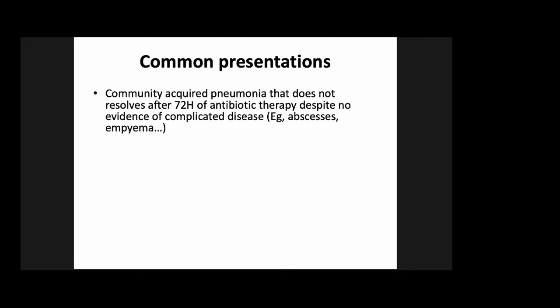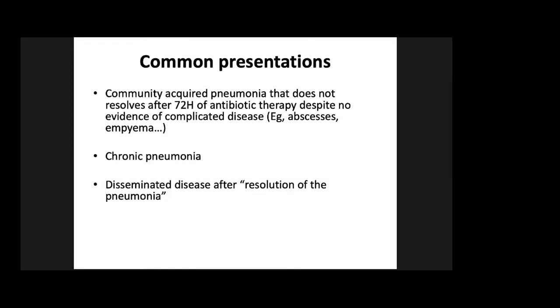Sorry about that, guys. So what are the common presentations of these? The ways that you will see this type of disease in real life will be community acquired pneumonias that are not resolving despite 72 hours of antibiotic therapy, and that don't initially have any evidence of complicated disease. The other way that you will see this is chronic pneumonia, which will be tuberculosis-like. And the other forms are disseminated disease, or a cutaneous lesion after inoculation in the skin.